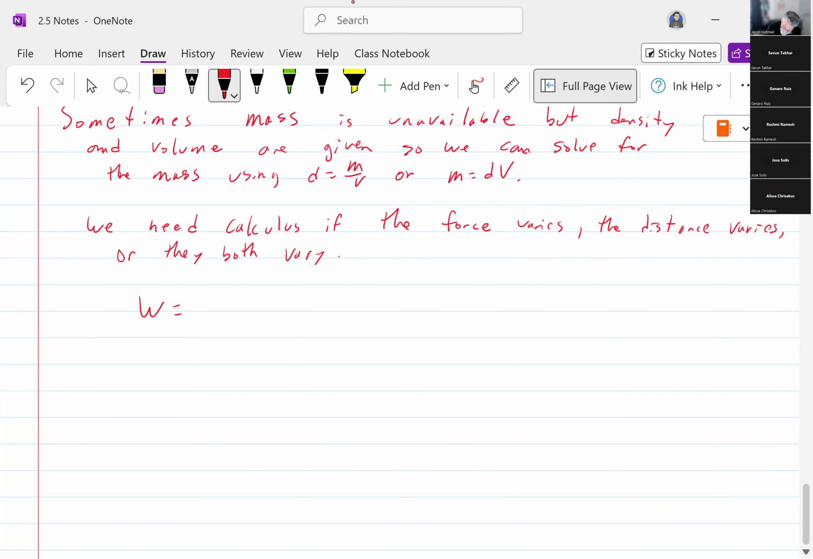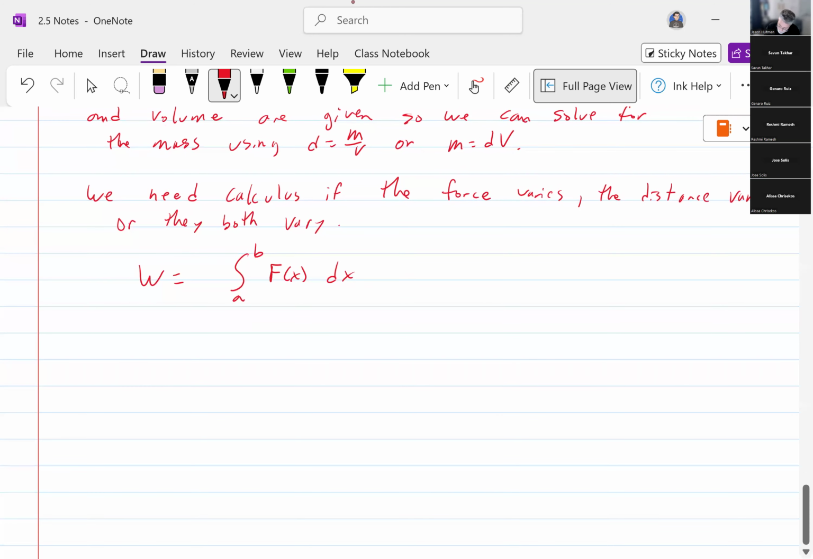So work is equal to the integral from a to b of the force function over the distance. And we get work is equal to the integral a to b of f of x dx. Force over distance.